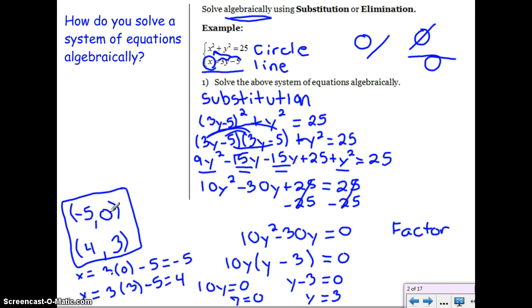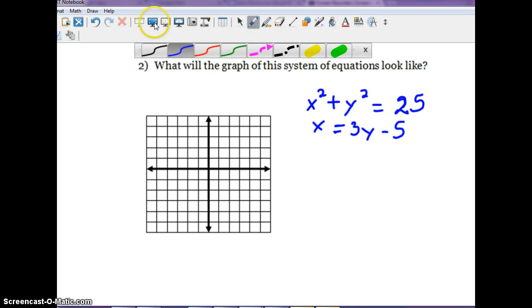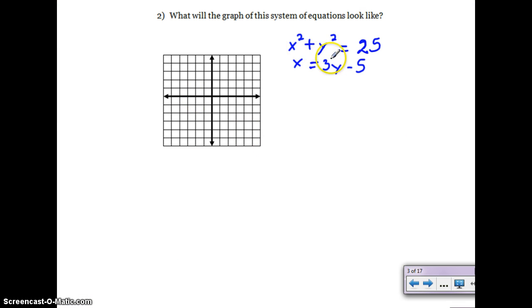Just to make sure, because remember this is only one method of solving, I'm going to graph it as well to make sure I believe it. So x squared plus y squared equals 25. Let me go ahead and bring those equations onto the next page. All right, so here are my 2 equations.